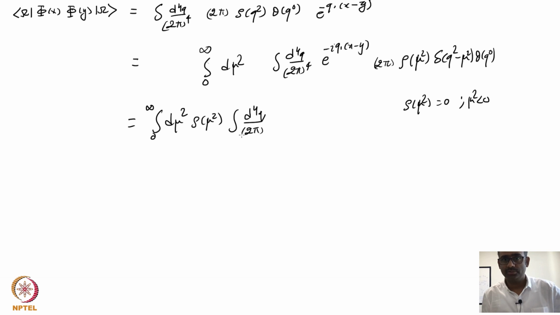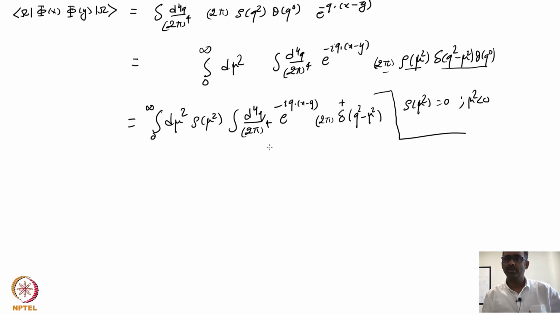Two pi to the 4, e to the minus i q dot (x minus y). I have taken this. What is this? This is what we have been writing earlier as delta plus of q square minus mu square. Okay, this is a familiar object. We have seen this earlier in the previous course.